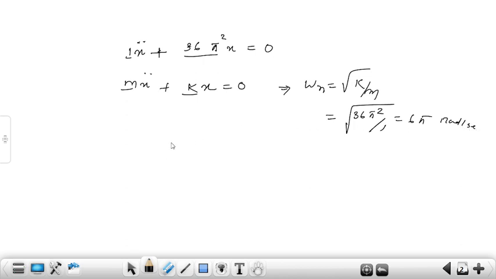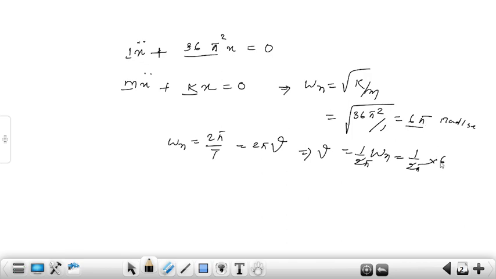So we have to find it in hertz. We know omega n is equal to 2 pi by T, which is 2 pi times 1 by T, equal to frequency. So the frequency is equal to 1 by 2 pi into omega n. So 1 by 2 pi into 6 pi, cancelling pi and 2 to 3. So frequency is equal to 3 hertz, or 1 per second.